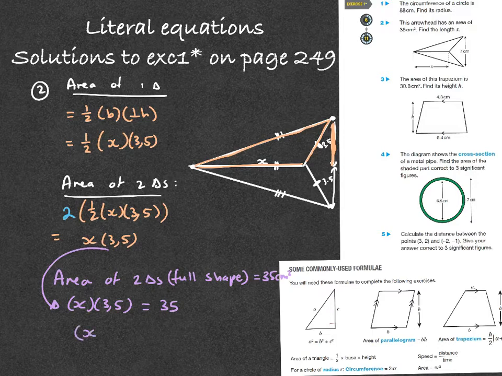And we can just solve for x, divide by 3.5 on both sides. And 35 divided by 3.5 is what? It is equal to 10. Yeah, x is equal to 10.